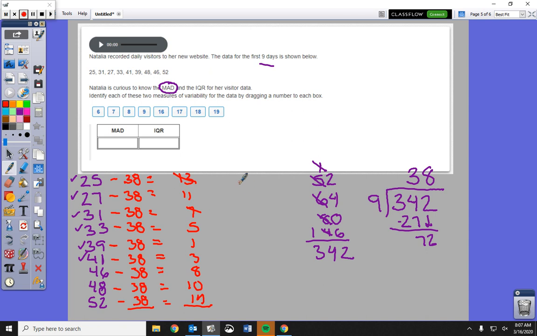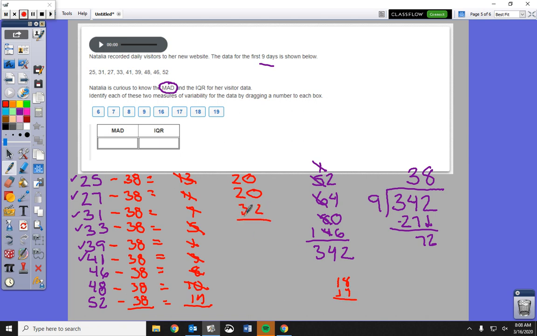7 and 13 give me 20. Try to make 20 as much as I can, or at least 10s. 8, 1 give me 9. 9 plus 11 gives me 20. 5 and 3 is 8. Plus 10 gives me 18. 18 and 14 gives me 32.